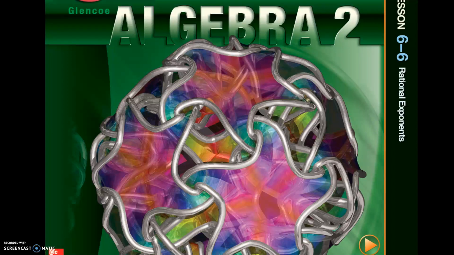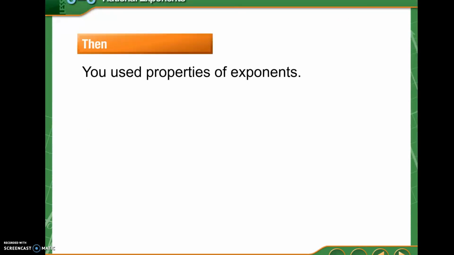All right, so this lesson's on rational exponents, and we have worked on exponents quite a bit, so the new part is the rational part. So we need to remember those properties of exponents that we've done.